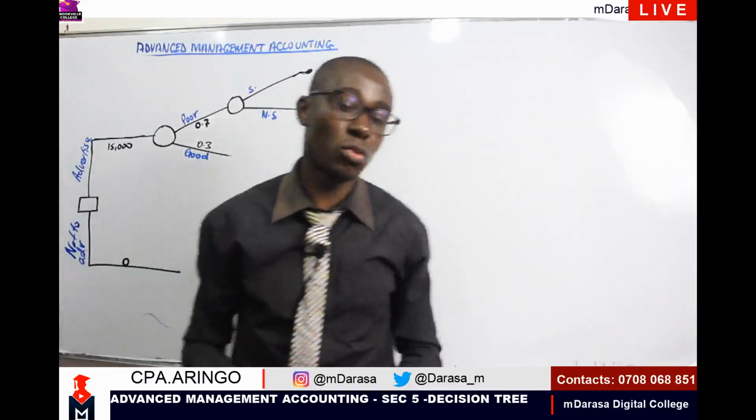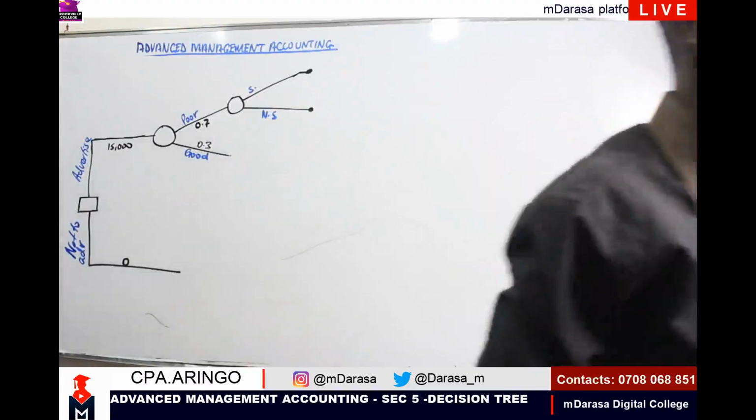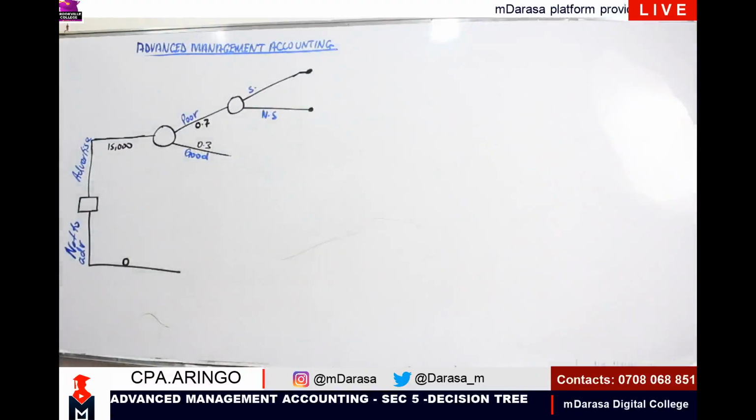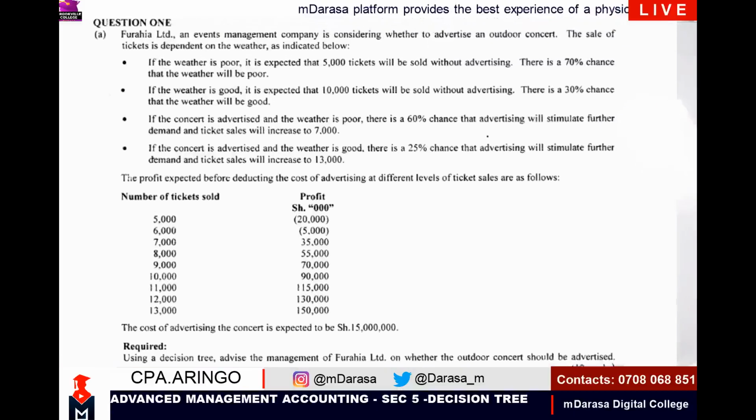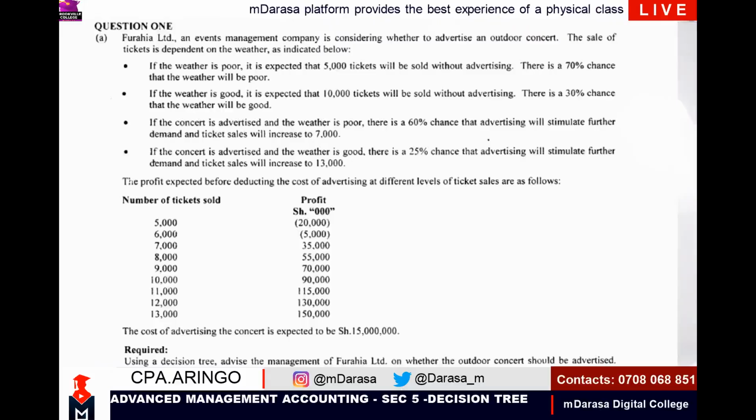We were given that question. I can still share that question so that all of us should be on the same page. I want you guys to look at note number, dash number 3. If the concert is advertised and the weather is poor, there is a 60% chance that advertising will stimulate further demand and ticket sales will increase to 7,000.